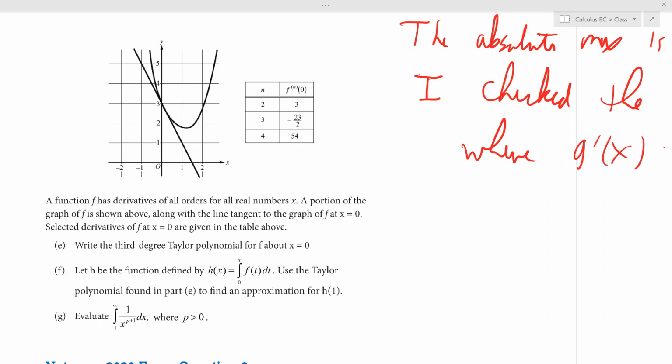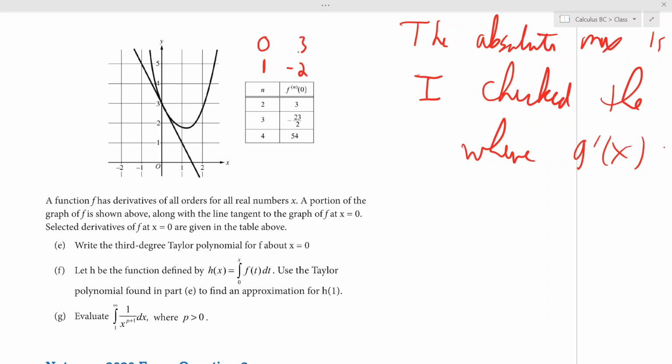All right. They also give me, at 0, the tangent line. And the slope of this tangent line, you can see, is negative 2. So they don't say it here, but the slope at 0, the first derivative, is negative 2. And we can also see f of 0 is 3. So that really completes the whole chart there. They just gave me a graph for some reason.